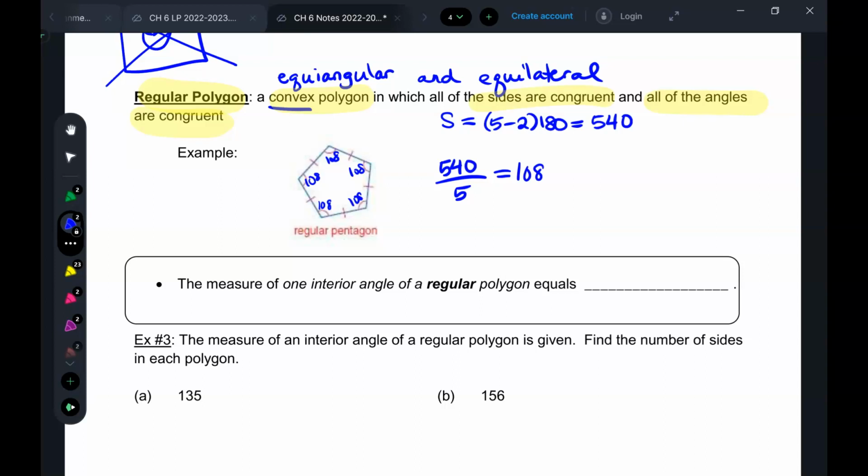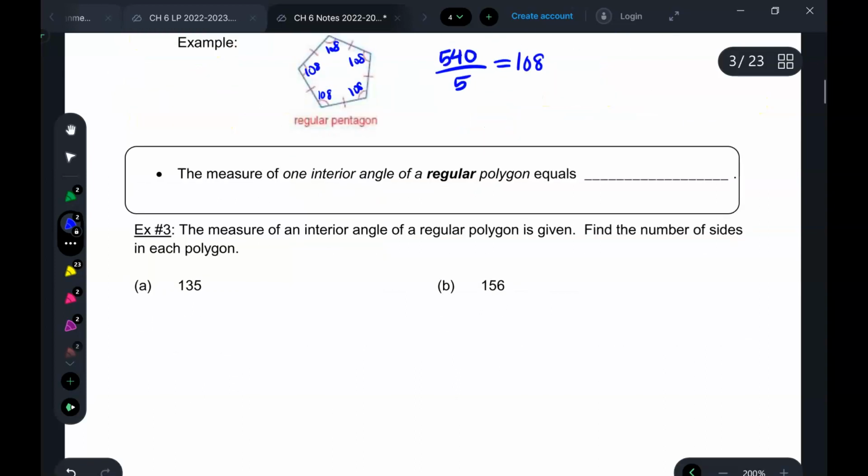What if you had an octagon? It'll be 6 times 180, and then divide by 8. What's going to happen the bigger the polygon, the more sides, to these angles? The more sides, the larger the angle becomes, because you're going to get a larger and larger sum.